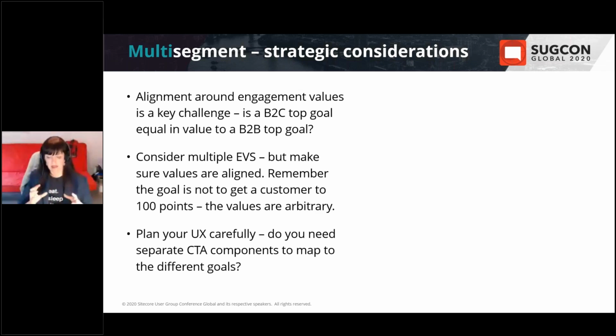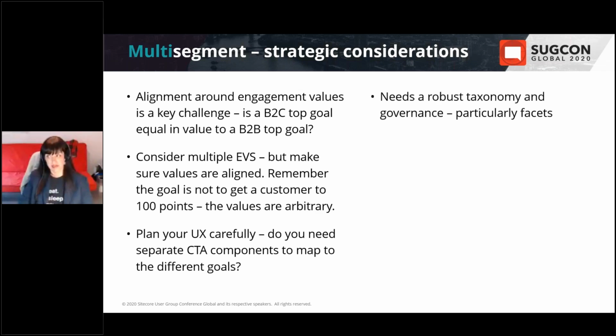So thinking around, for example, some kind of a contact us component. You could have one contact us component and you could personalize it for these different segments. Or potentially you might want to have different contact us components because you want to map them to different goals, which is part of being able to segment these customers. So this is why planning up front is going to be really important. You do need a robust taxonomy and governance, particularly around facets. I'm going to have a look at what facets are in a second.